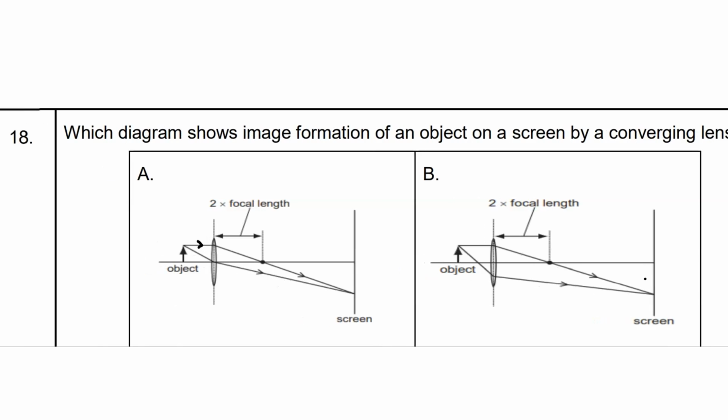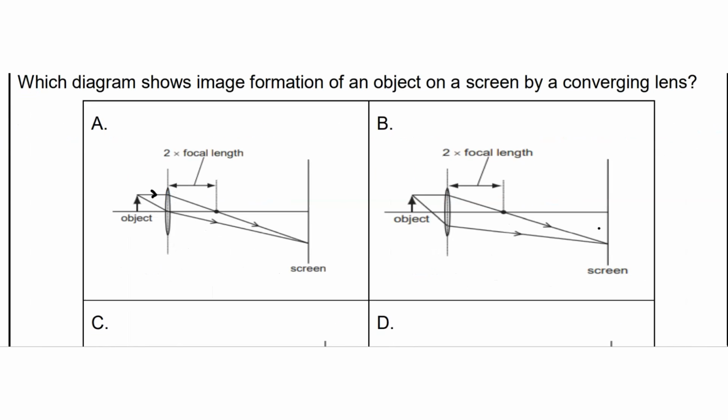Question is 18. Which diagram shows image formation of an object on a screen by a converging lens? They have given four different image formations by the converging lens. So let us find what a converging lens is. It is nothing but a convex lens. Okay, hope you know that. So for this lens, which image formation is correct? Okay, so let's see the first option.